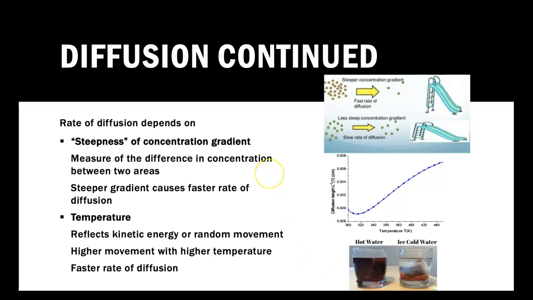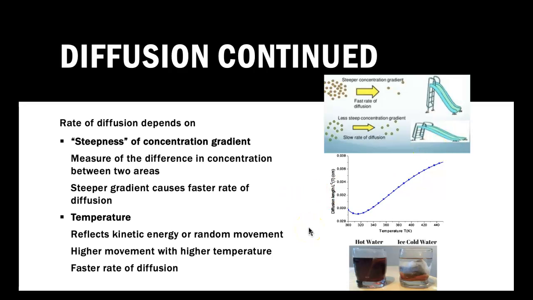And so we have these two categories, the steepness of the concentration gradient and the temperature. So when we're talking about our steepness, we're saying that when we have a larger concentration in one side versus the other, which is low concentration here, we see that there's a faster rate of diffusion. Whereas if they are closer to equilibrium, then we have a slower rate of diffusion. So you can see it's less steep here using our example of the slide.